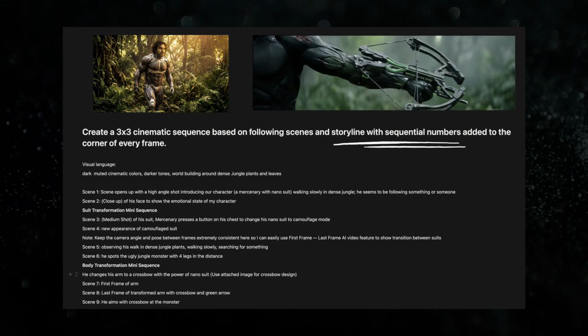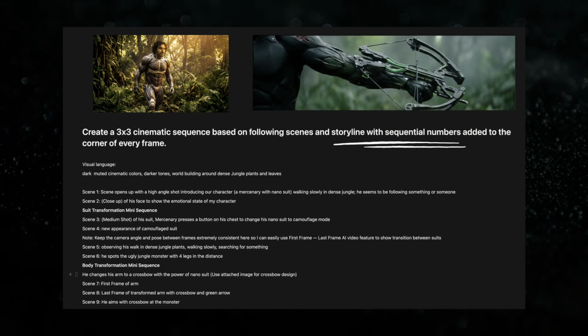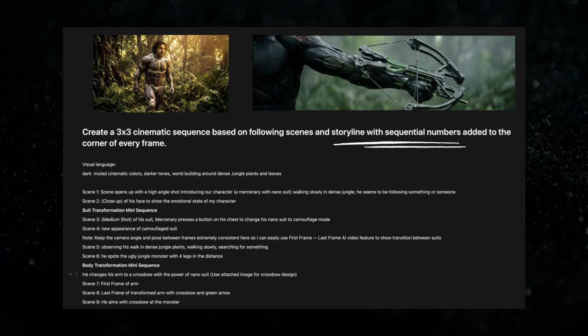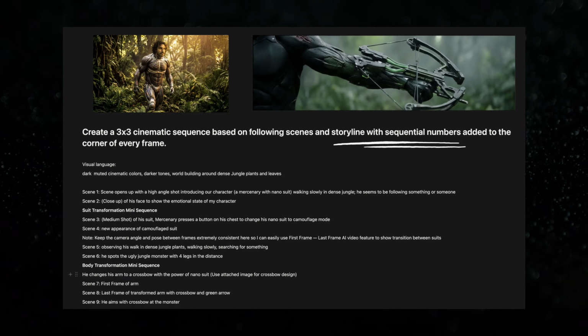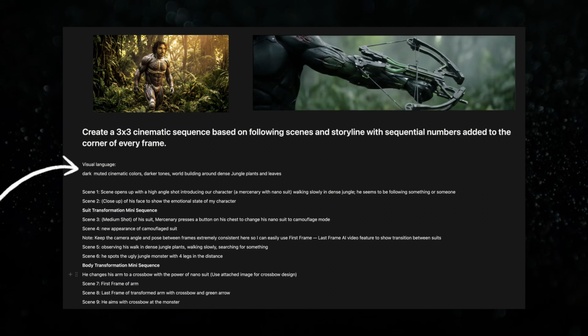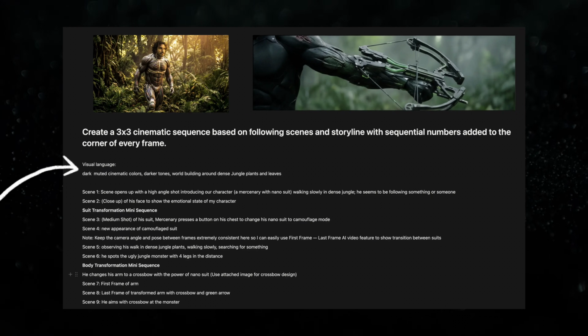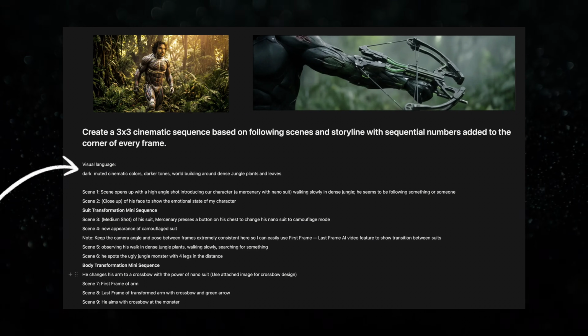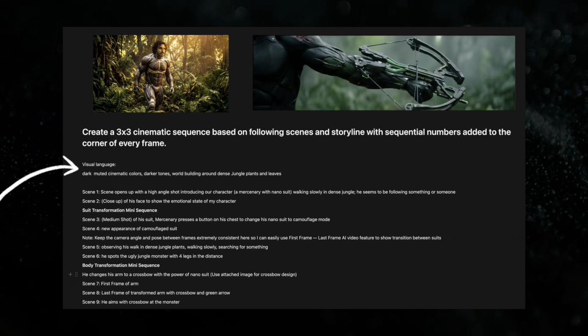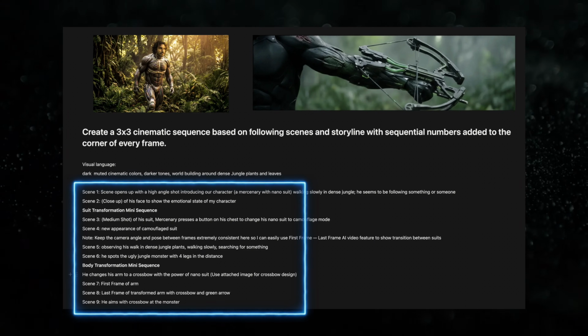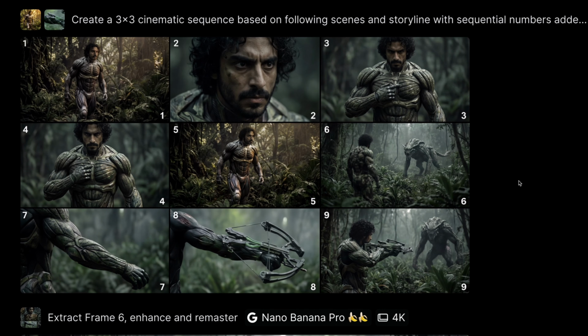One tip here, to simplify frame extraction, you can add sequential numbers to the corner of every frame. So I highly recommend you emphasize that part. Next thing I specified here is visual language. This is very important because you want your cinematic grid to be rock solid with a consistent cinematic visual language. I separated my story into the 9 scenes, and Nano Banana Pro gave me this grid.